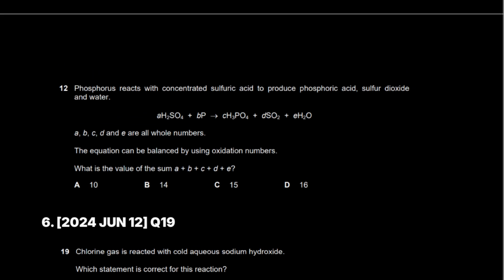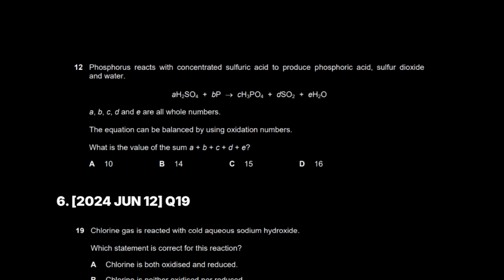Pretty easy. Next, phosphorus reacts with concentrated sulfuric acid to produce phosphoric acid, sulfur dioxide, and water. A, B, C, D are the whole numbers of the equation. And he's saying balance out A, B, C, D. Can you guys do this?